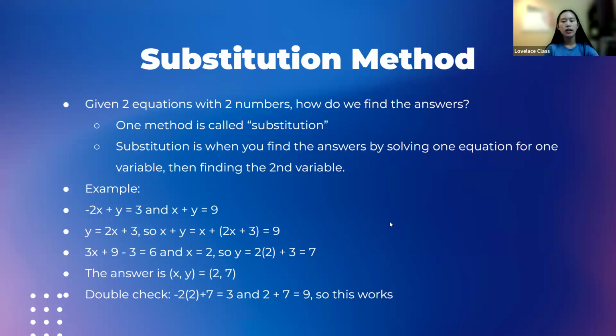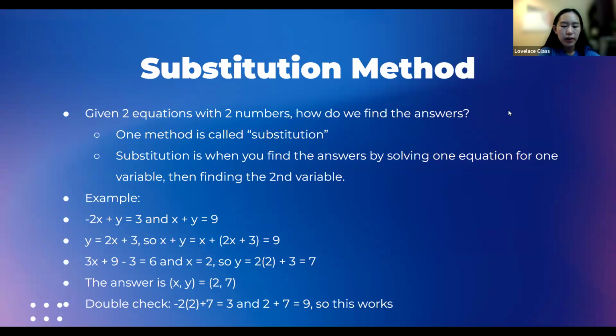So the next part we have the methods for solving the system of equations, right? The first method I'm going to talk about is the substitution method, and the second method is the elimination method. If we're given a system of equations with two variables, how do we find the answer? One method is what I call substitution. Substitution is basically when you find the answers by solving one equation for one variable, then finding the second variable. That probably does not make much sense, but I'll show you an example, so hopefully that will make more sense.